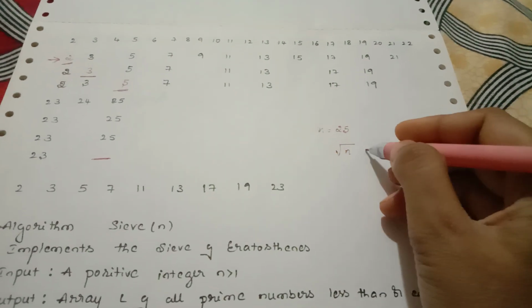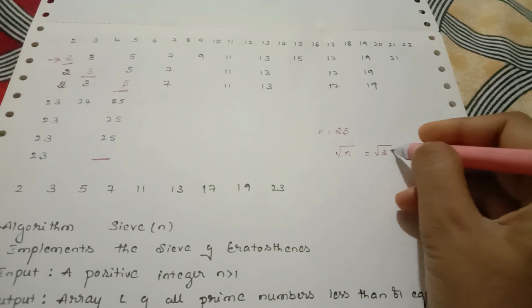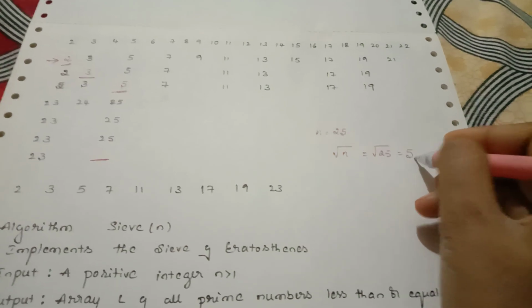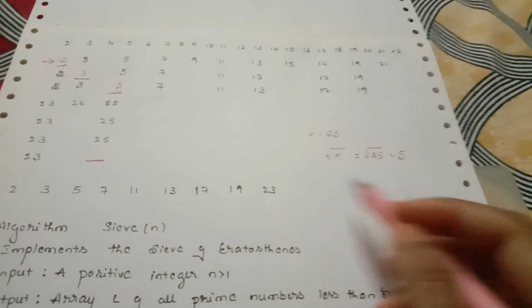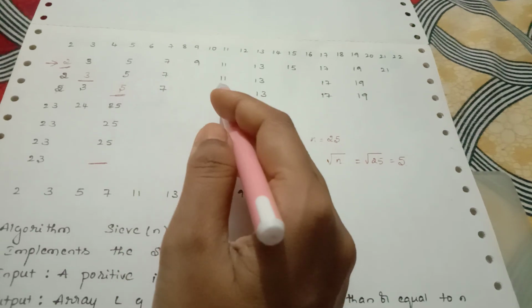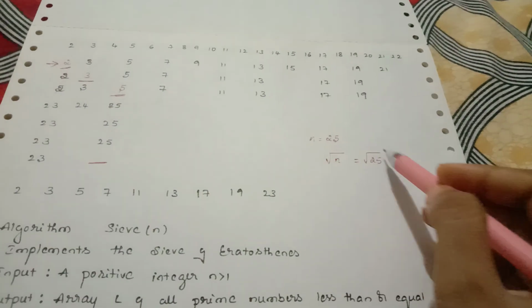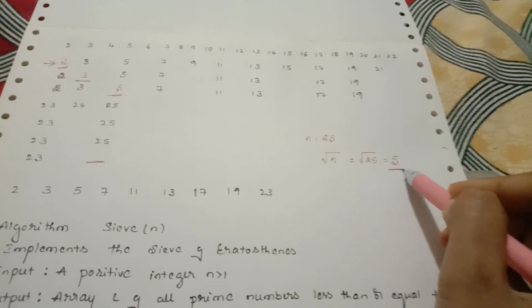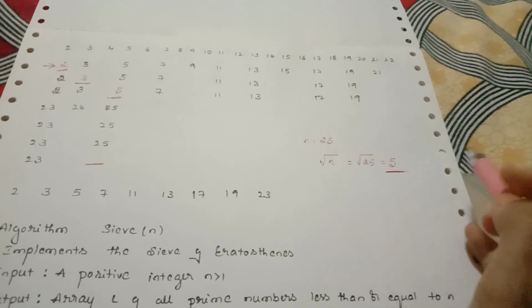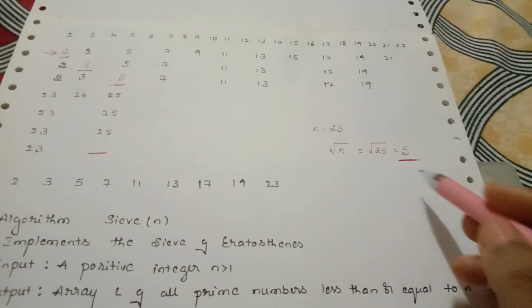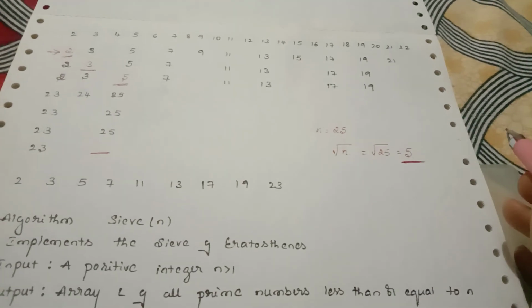square root of n. That is, square root of 25 is equal to 5. So until this, we have to keep on repeating this procedure. After this, we have to stop. So until we remove the multiples of 5. After removing the multiples of 5, we have to stop.